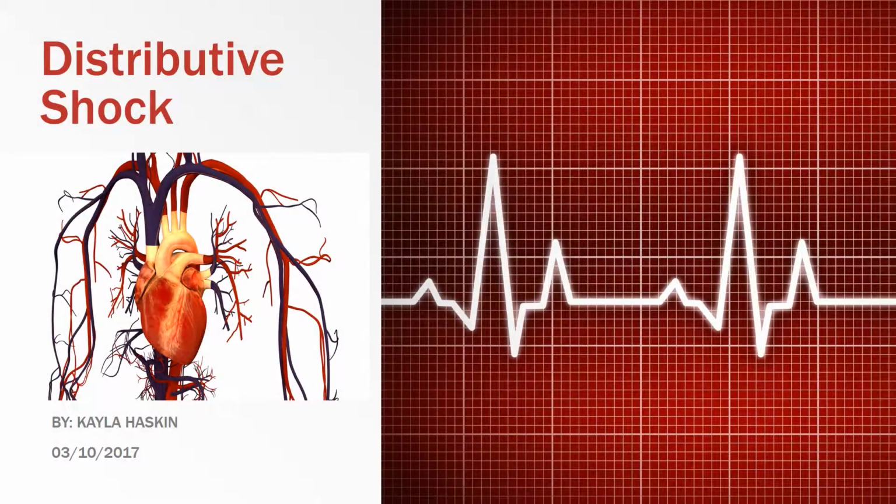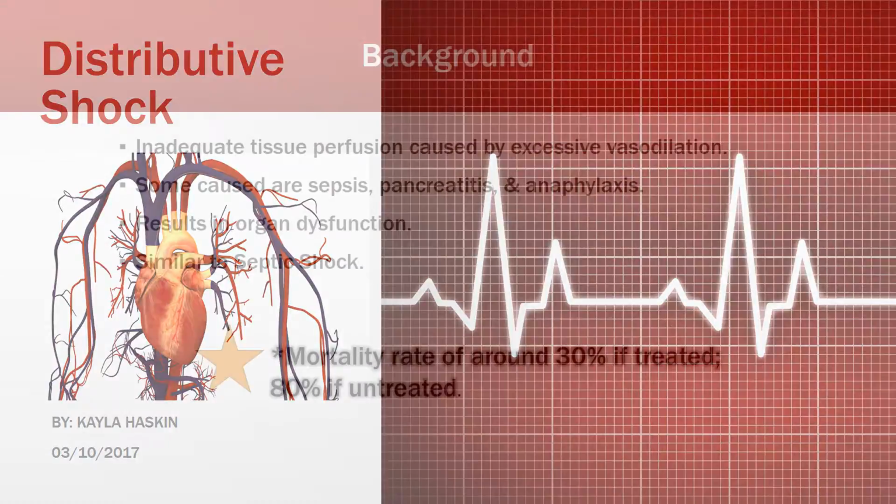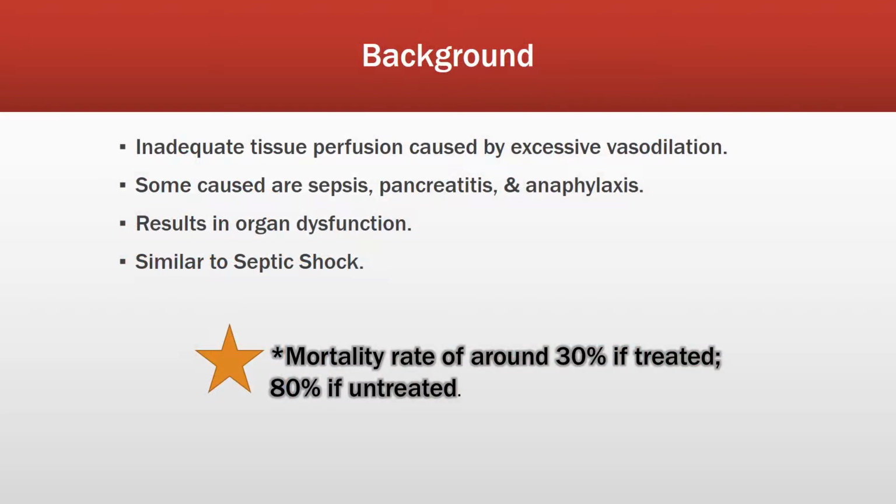This video will be about distributive shock. Some background on distributive shock is that it is caused by excessive dilation that causes inadequate tissue perfusion. And some of the causes of distributive shock are sepsis, that being the most common, pancreatitis, and anaphylaxis.